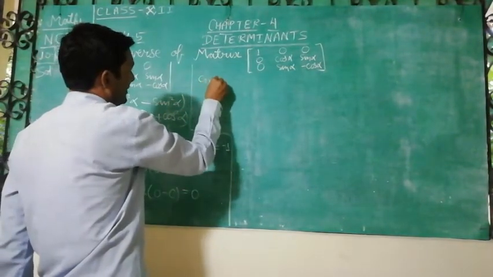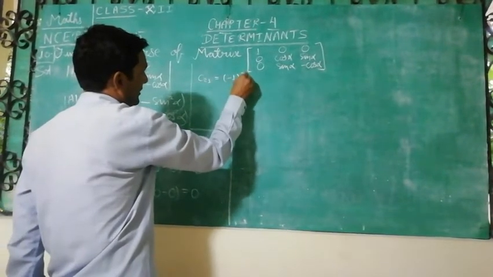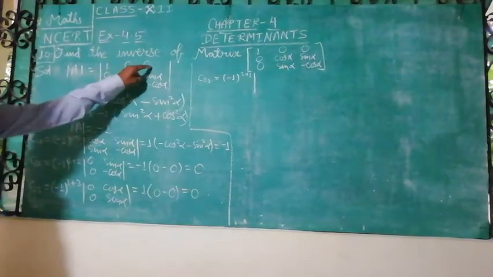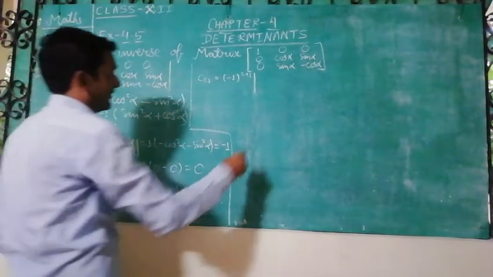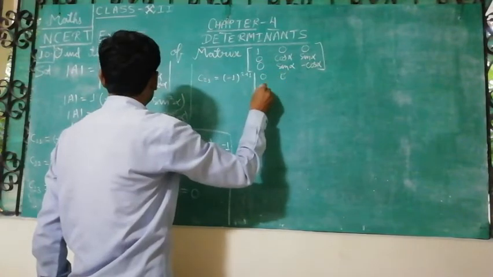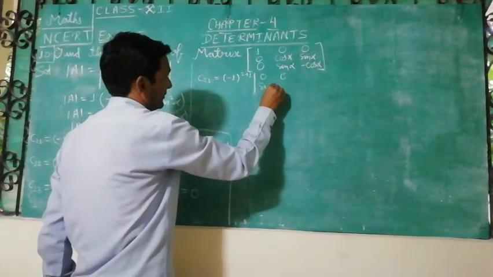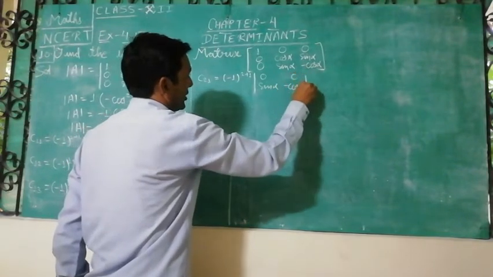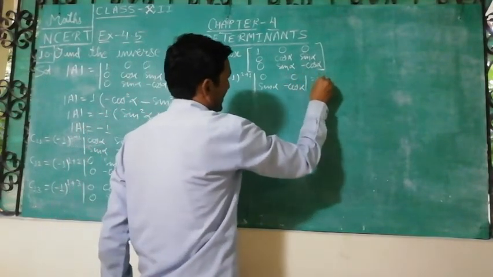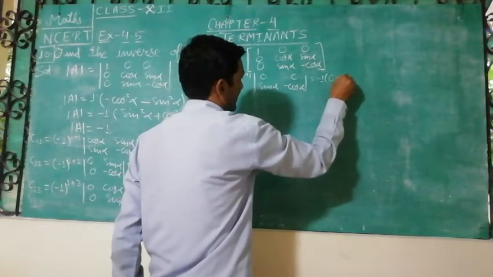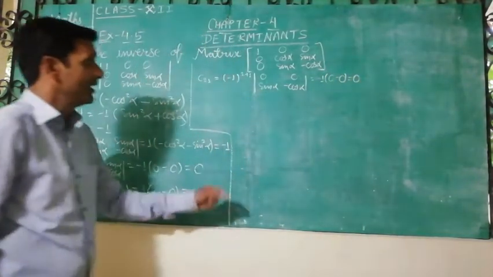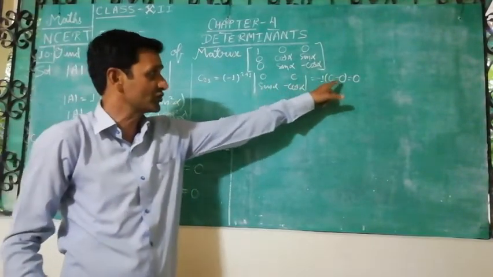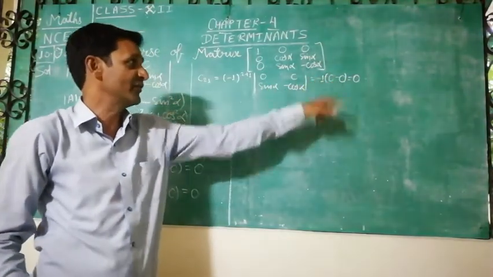C21 is equal to minus 1 raised to the power 2 plus 1. Now second row, first column will be eliminated. So it will be 0 0 sin alpha minus cos alpha. So it will be equal to minus 1 into 0 minus 0. That is 0 again, because 0 into minus cos alpha is 0, and 0 into sin alpha is also 0. So 0 minus 0 and 0 into minus 1 will be 0 only.